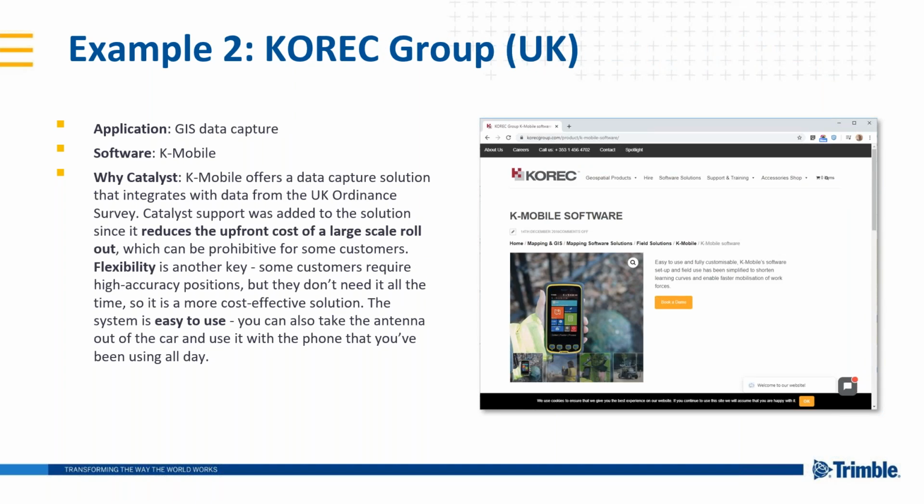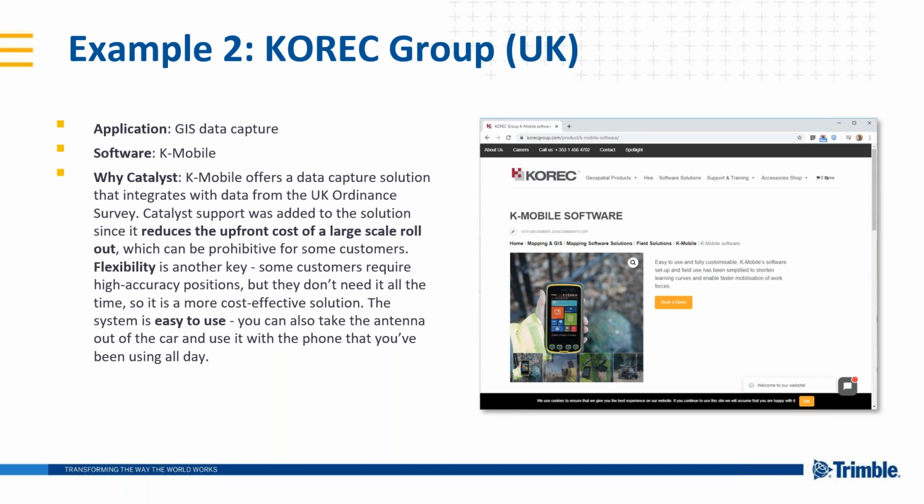The second example comes from the UK, and this is a slightly different example. It comes from a company called Corec, who is a Trimble distribution partner in the UK. This example is looking at the technology through the eyes of a developer. They developed the software called K-Mobile, and they have integrated support for Catalyst into the solution that they offer into the market. And why is Catalyst interesting for them to integrate? There's a couple of reasons, and I've highlighted them here as well.